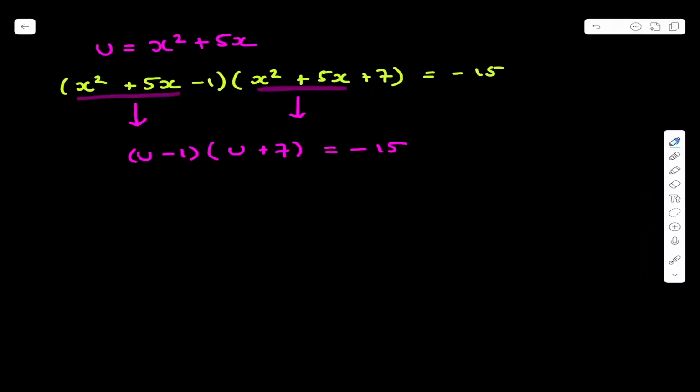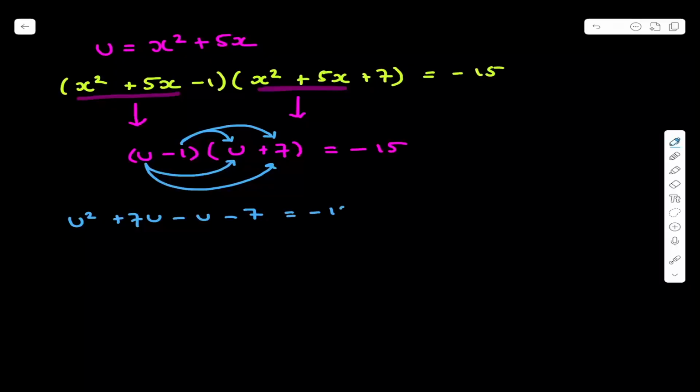Okay. And from now on, it should be pretty straightforward. So we would multiply this out. So you're going to do that times that first, which is u squared. That times that, which is 7u. That times that, which is negative u. And then finally, that times that, which is negative 7. And we're told it equals negative 15.